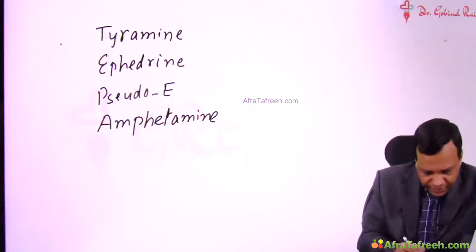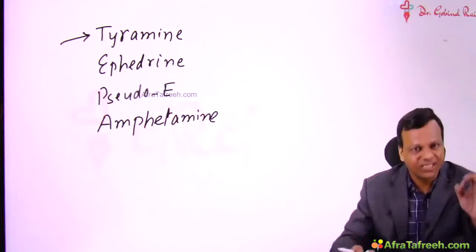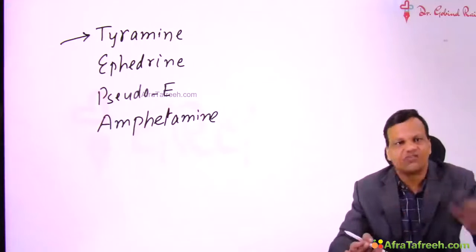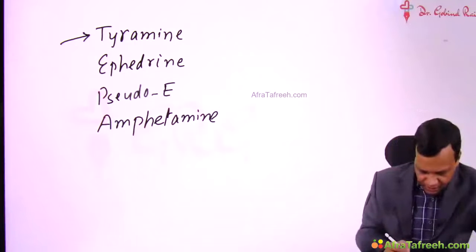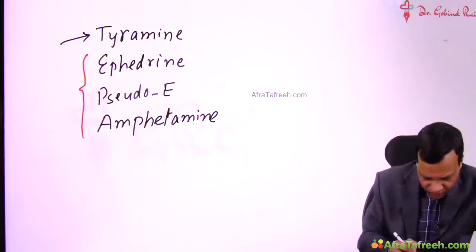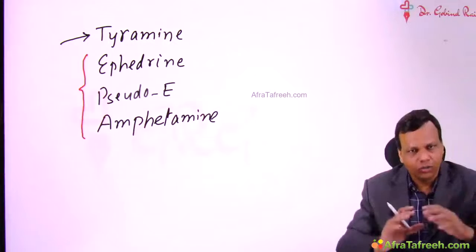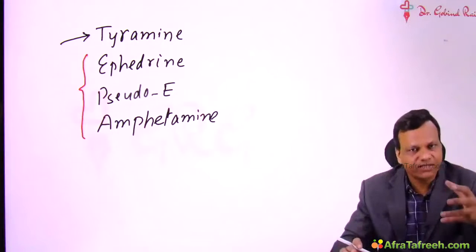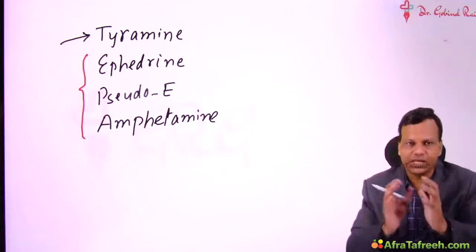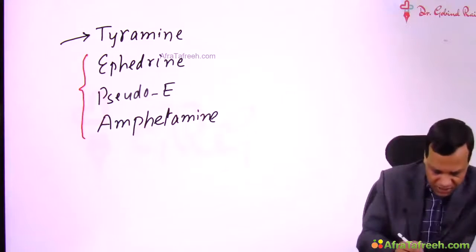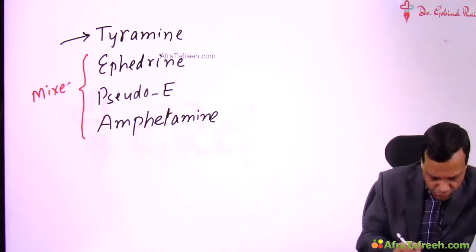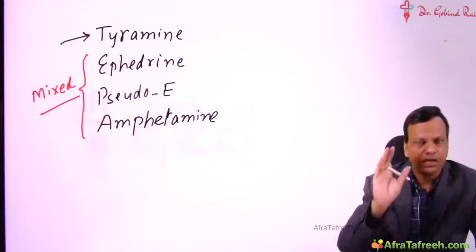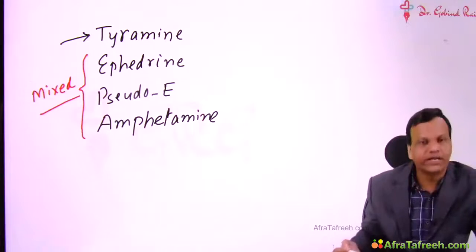Out of these, tyramine acts by displacement only, this indirect mechanism, it causes displacement of noradrenaline, whereas the other 3 drugs, ephedrine, pseudoephedrine and amphetamines, although they also cause displacement, that means the indirect effect is there, after some time when they come in the synapse, they can also act on the receptors, means they have mixed action, they have both direct effect as well as indirect effect. Clear?